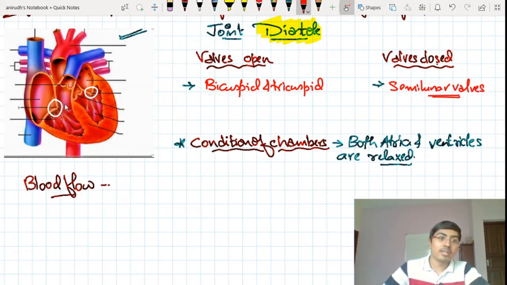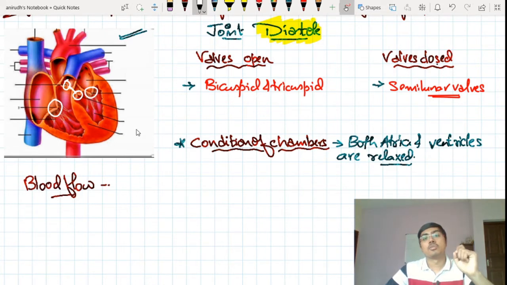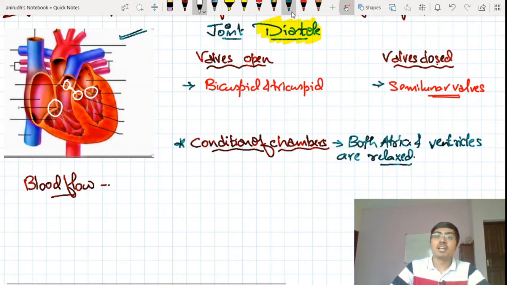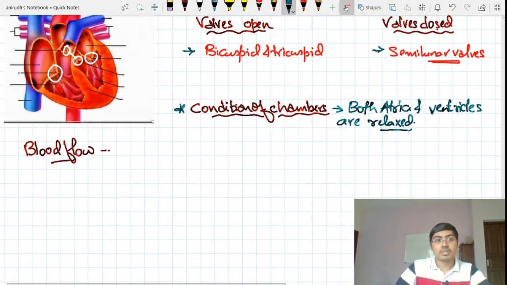So you have this semilunar valve over here. This is a semilunar valve as well as this is a semilunar valve. These two valves, they are closed. They will not allow the blood flow. Okay, so this is the meaning of saying that these two valves are closed and these two valves are open. Now we will understand the blood flow that is taking place during this particular process.